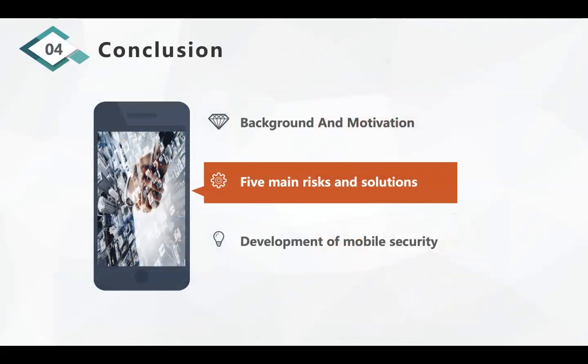In conclusion, we have introduced the background and motivation of this topic. Next, five main risks and solutions were also discussed. Lastly, we also did some research on the development of mobile security in the future.